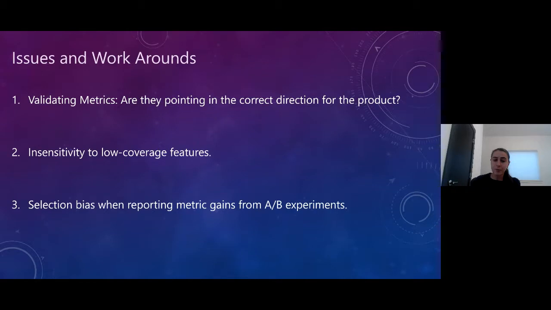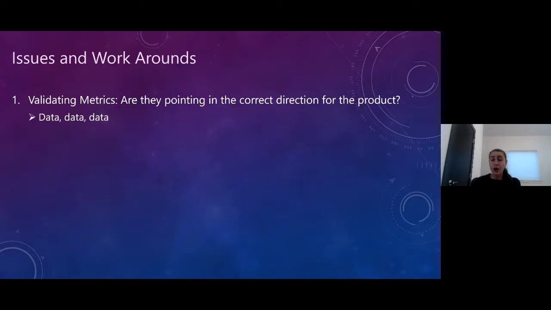The first one is validating metrics. How can we tell that our metrics are actually pointing to the correct decision for the product? Because what we're doing here is running an experiment and looking at our metrics, and if they show that this is desirable, we ship it. If they show it's not desirable, maybe we'll iterate on it until we find what's making it undesirable. So how can we validate these metrics? And of course, the answer is more data.